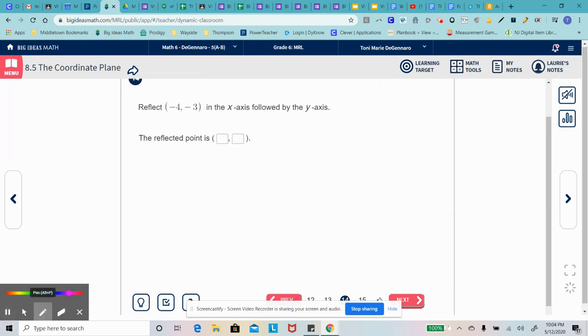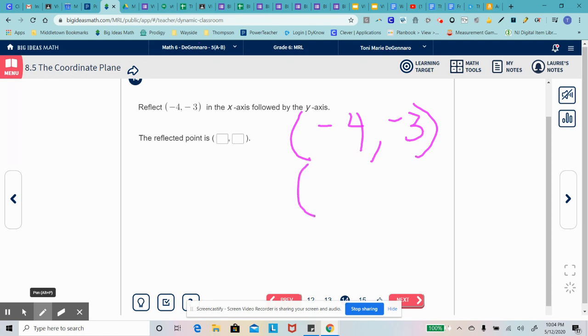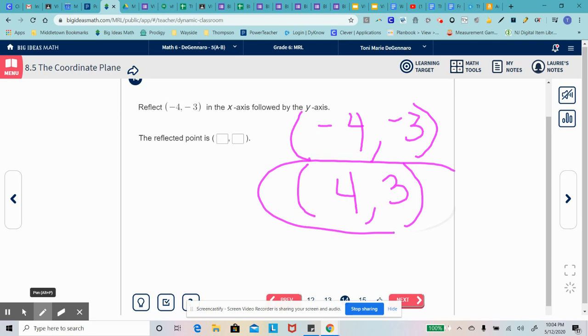Okay, we are on number 14. So we're at (-4, -3). And they're saying to reflect in the x-axis followed by the y-axis. So basically they're asking for both axes. So for our -4 and -3, we need to find the opposite of both. The opposite of -4 is 4, and the opposite of -3 is 3, and that's your final answer.